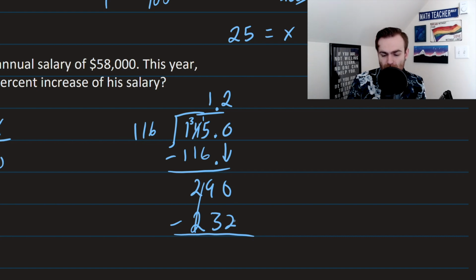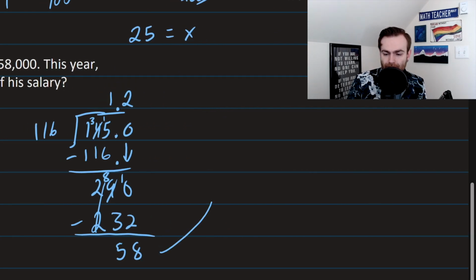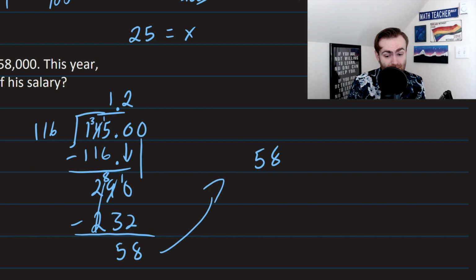But we can't do this 2 minus 0, so we're going to borrow. 10 minus 2 is 8. 8 minus 3 is 5. So now we have 58. Again, we're going to need to add another 0 here. So how many times does 116 go into 580?